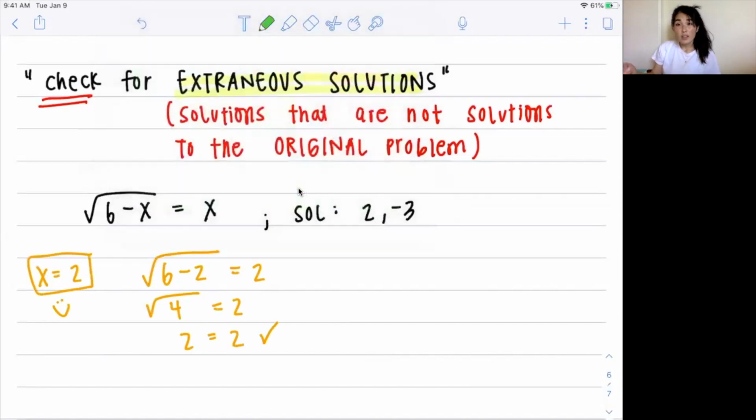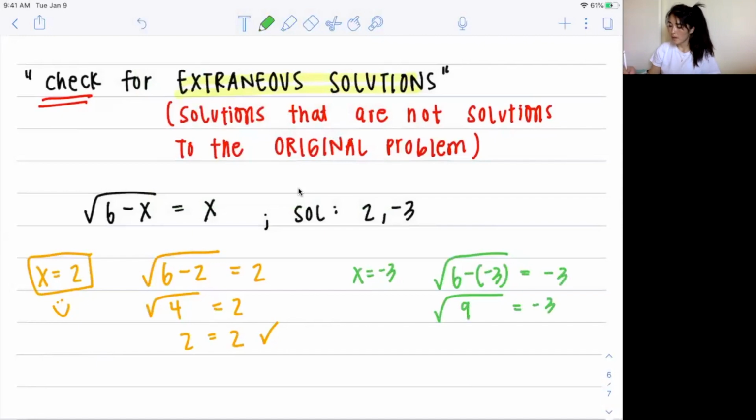Let me go ahead and check the second one though. In this case, our second one was x is equal to -3. All right, same idea. Plug it in. So 6 minus -3 is equal to -3. Let's do some simplifying here. 6 plus 3 is going to be 9 is equal to -3. And the final answer here is going to be 3 is equal to -3, which is not true. So what this means is that this here is that extraneous solution.